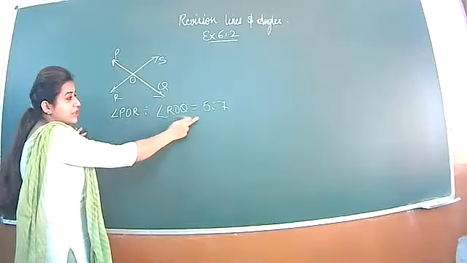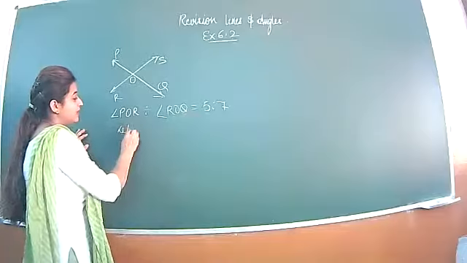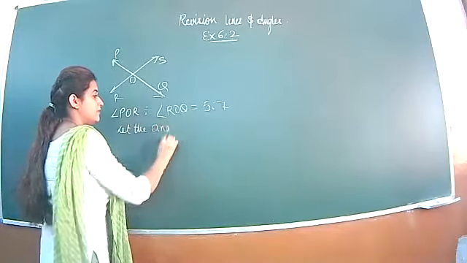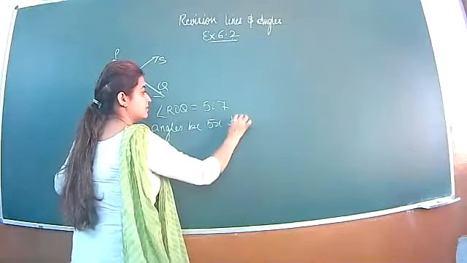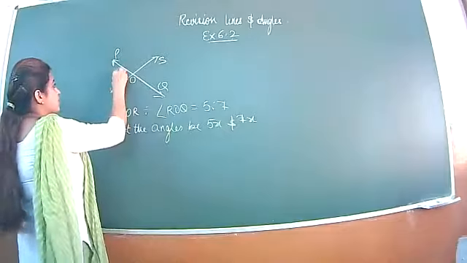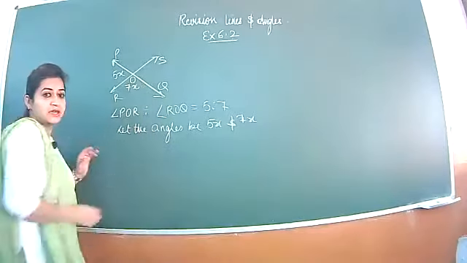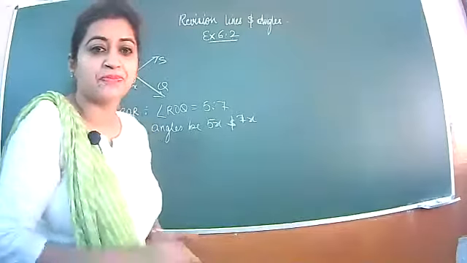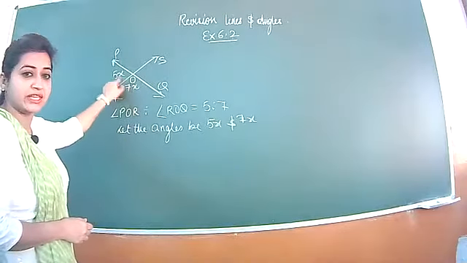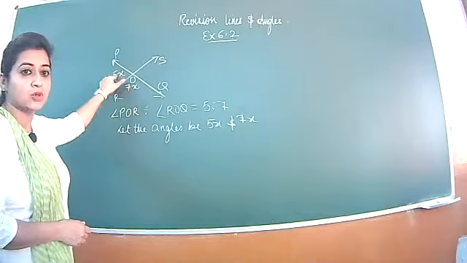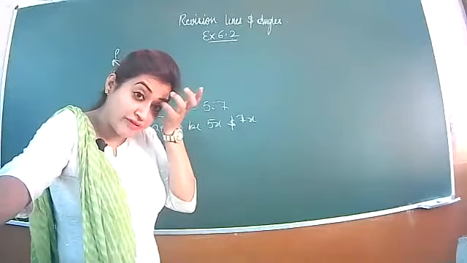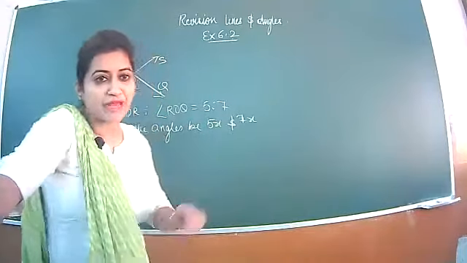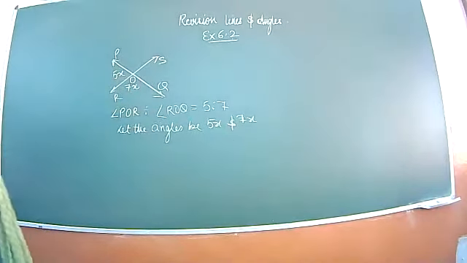Whenever the ratio is given, to remove the ratio, let the angles be 5x and 7x. So this angle is 5x, this angle is 7x. Now there are two ways to solve this. First way is you can see that these two angles are forming a linear pair. So by adding these two angles and equating them to 180, you get the value of x. And that value of x you put in these two to get the angles POR and ROQ.